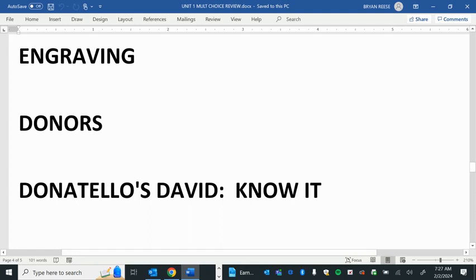Am I going too fast? Engraving. I want you to know the difference between engraving, intaglio, and woodcut. Those words are also in here. It's a printmaking style where they scratch into the plate, cover the whole thing with ink, and then wipe the ink off the surface. The ink that's left in the scratches gets pressed into the paper.